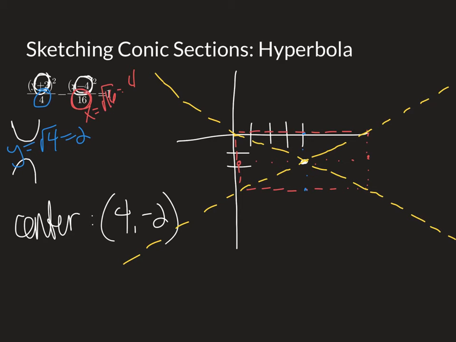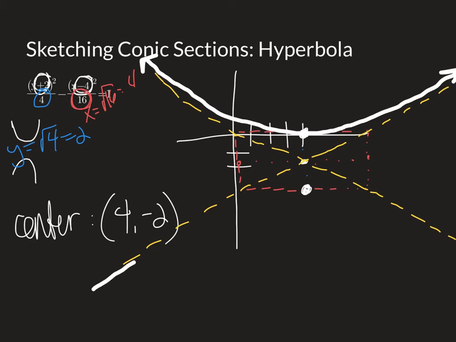Like I said earlier, because y squared is positive, this is going to be one of your vertices, and this is going to be your other vertex, along the y-axis. Then your graph, let me make it a little bit thicker so we can tell, is going to hit the vertex and approach your asymptotes. This one's going to be nice and wide because your asymptotes are pretty wide.